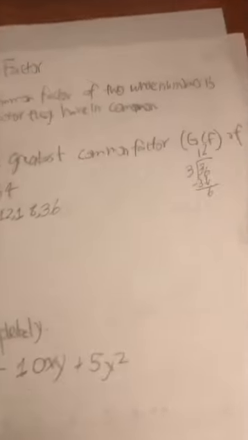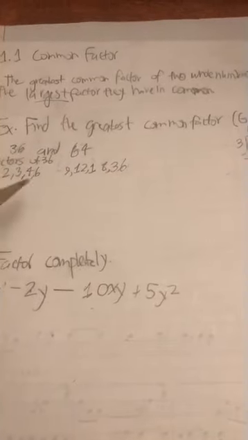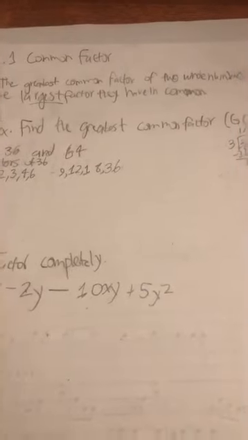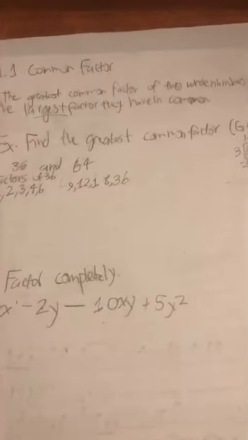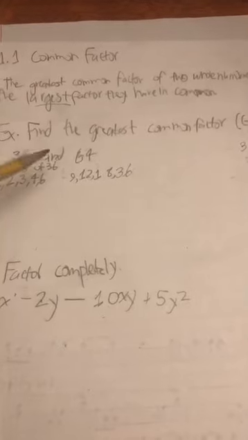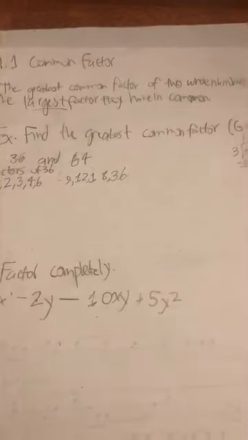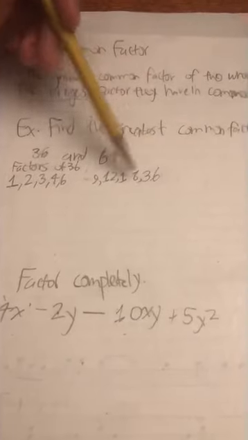6. Is 6 a factor of 36? Well, if you know your multiplication table, you know that 6 times 6 is 36. 7. Does 7 go into 36? 7 times 5 is 35, so no. Does 8 go into 36? 8 times 5 is 40. 8 times 4 is 32, so no. So I believe that here we found all of our factors.